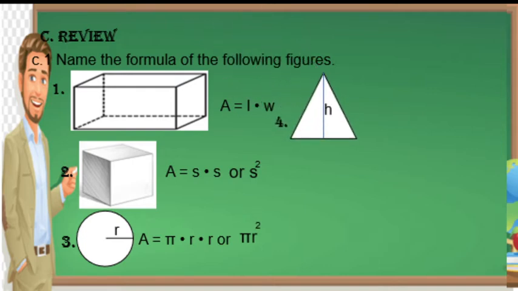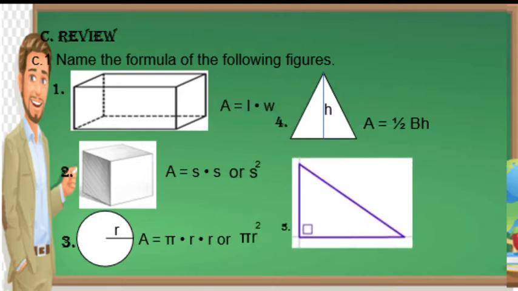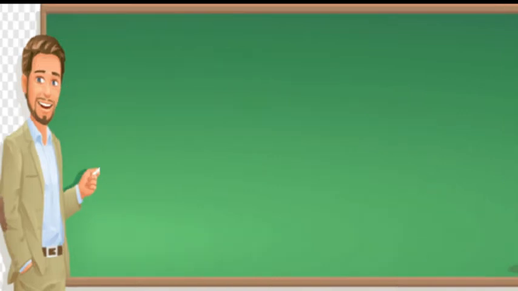This one, how to get the area of the triangle? This is equal to 1/2 times base times height. And this one, of course, is also equal to 1/2 base times height. Okay, next.